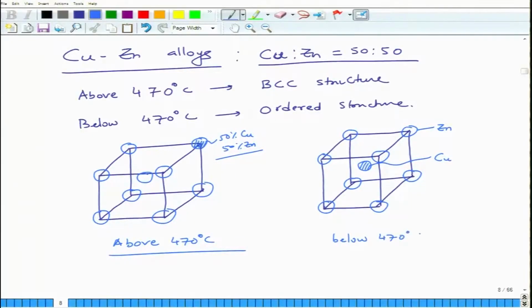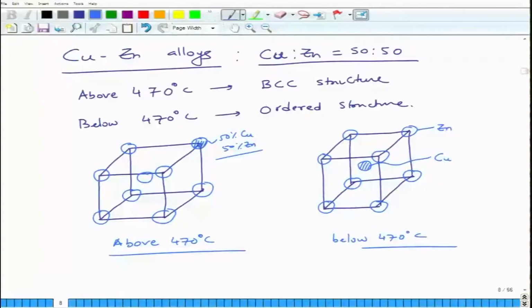470 degree centigrade, and why this happens is that if you look at this case where there is a random distribution of copper and zinc, there is no preference for copper-copper bonds or copper-zinc bonds or zinc-zinc bonds. Everybody is happy with everybody. Copper is okay if its neighbor is copper. Copper is also happy if its neighbor is zinc. Zinc is also okay with copper being a neighbor or zinc being a neighbor. So, there is no preference for any particular kind of neighbor.